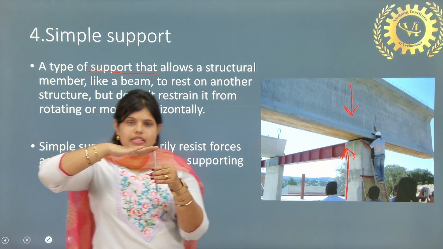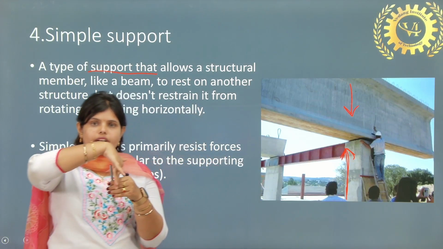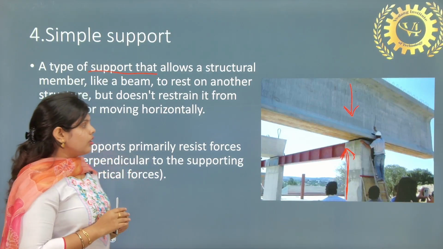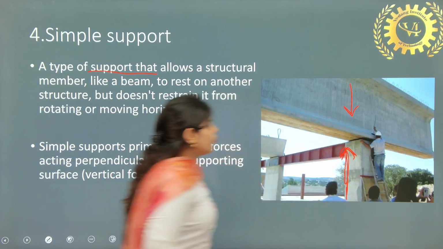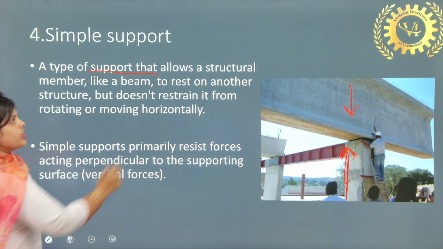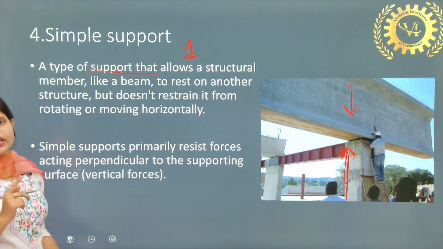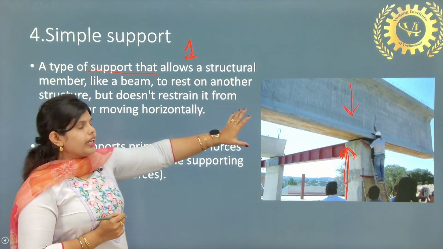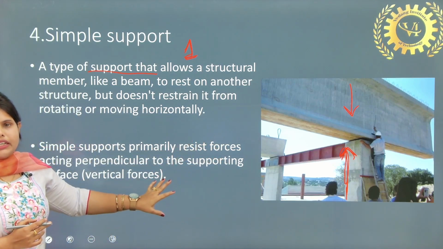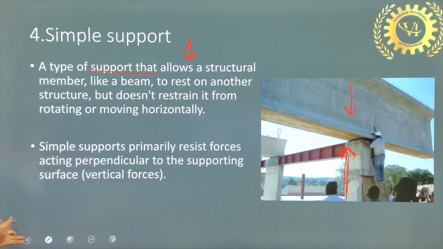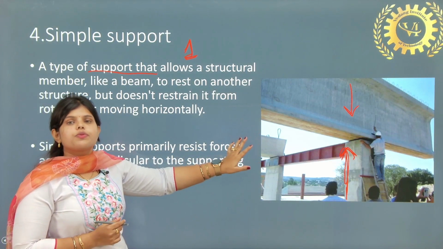It can move horizontally and it can rotate, but it cannot move vertically because it has another support. So here also the reaction is 1, because it can restrain in only one direction. Only in the vertical direction does it have a reaction, otherwise it can move freely in two directions: horizontal movement and rotation are possible in the case of simple support.